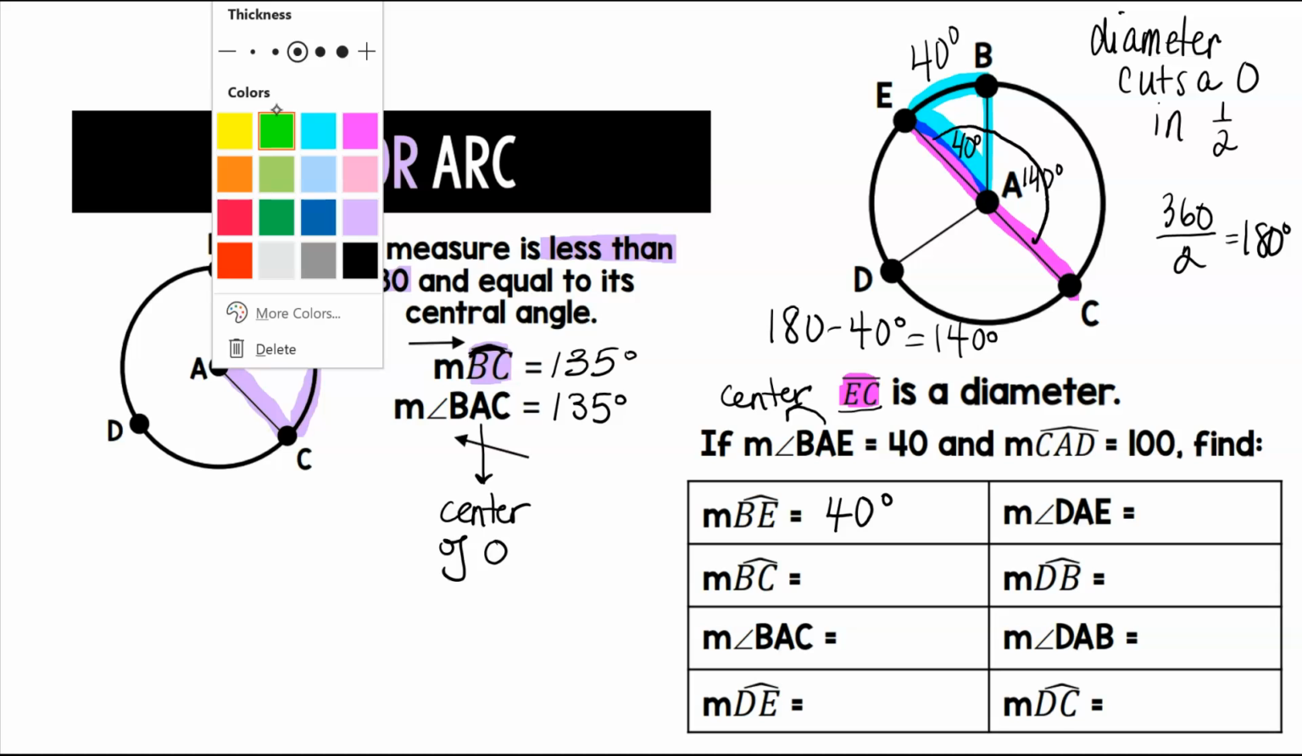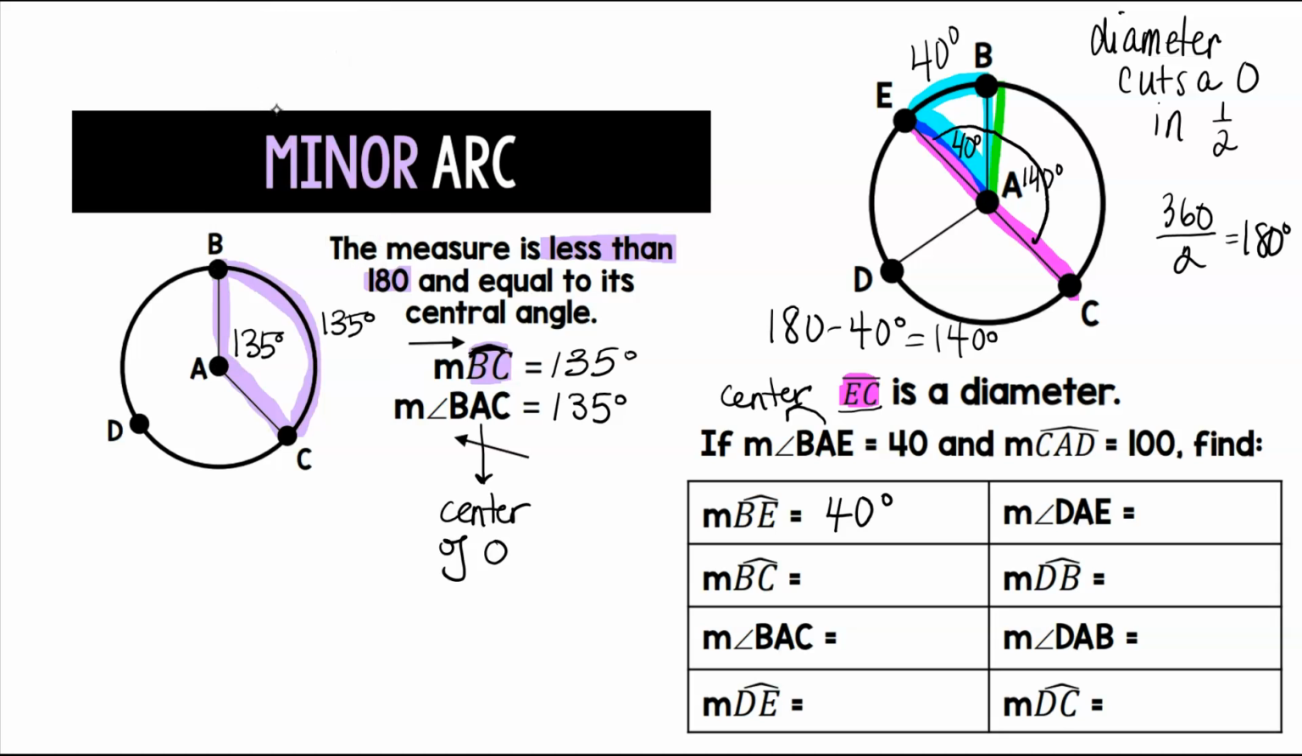That central angle is called BAC. Again, it's a central angle because its vertex is on the center. So if that is a central angle, this is its intercepted arc. So the next question says arc BC. Arc BC would also be 140 degrees because its central angle is 140 degrees. And then the measurement of angle BAC we also found was 140 degrees.